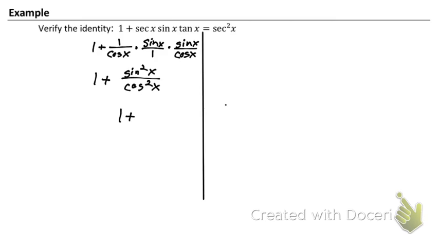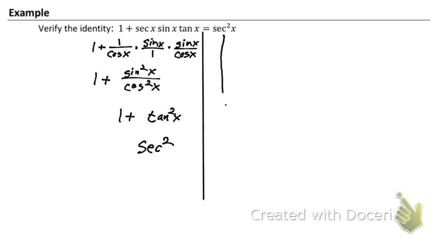Sine over cosine is tangent. So it's going to be 1 plus tangent squared x. Now I have a 1 plus tangent squared. And anytime you have a 1 and something squared, you should look at your Pythagorean identities. Is there a Pythagorean identity that says 1 plus tangent squared equals anything? Yeah. What does it equal? It equals secant squared. So this side just equals secant squared.